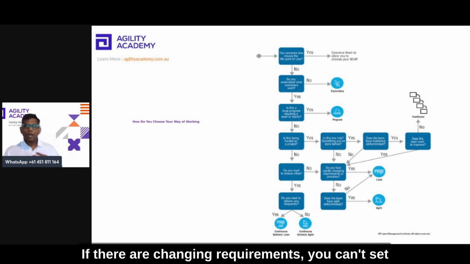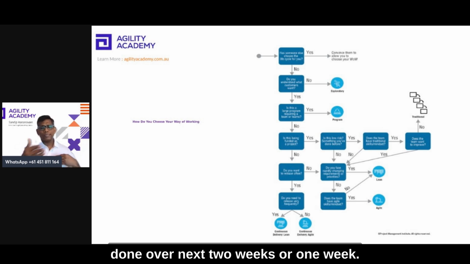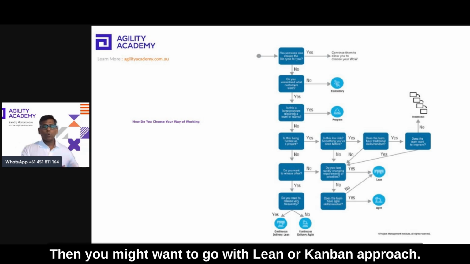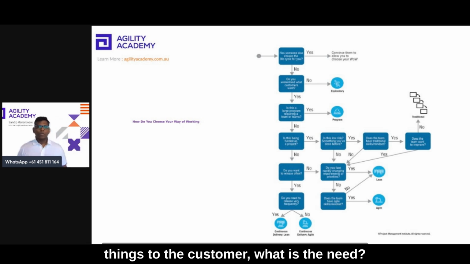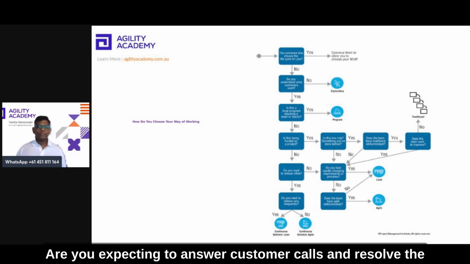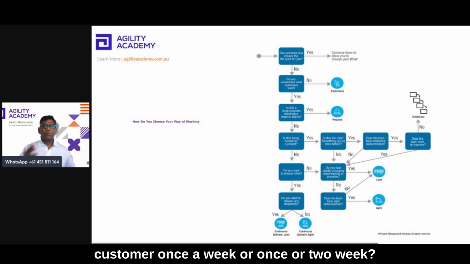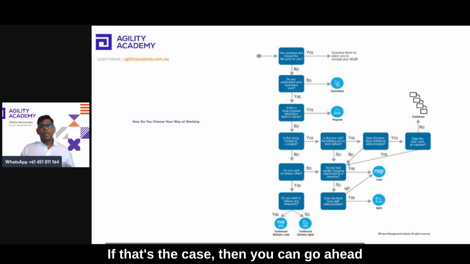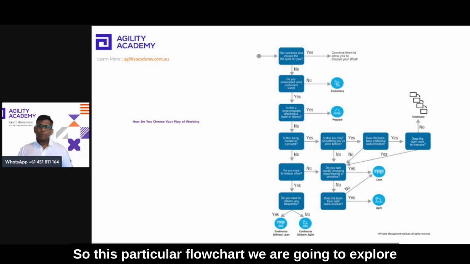If there are changing requirements and you can't set priorities, you can't decide what needs to be done over the next 1 or 2 weeks, then you might want to go with a Lean or Kanban approach. When it comes to releasing things to the customer, what is the need? Are you expecting to answer customer calls and resolve issues immediately, or are we expecting to deliver things to the customer once a week or once in 2 weeks? If that's the case, then you can go ahead with continuous delivery agile, or Scrum, or continuous delivery. So this particular flowchart we are going to explore in detail.